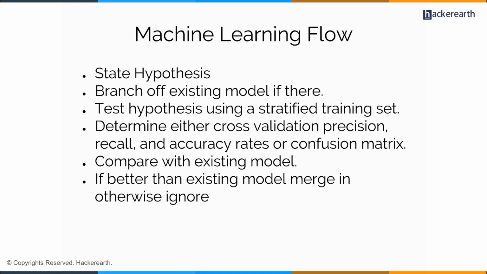In the beginning, we might say, okay, we have no assumptions, so we have a 50-50 shot of being correct. But we want to do better. So you state a hypothesis like maybe naive Bayesian classification will work better. Now from there, you branch off the existing model if it's there. In this case, it wouldn't be there. And you want to test your hypothesis. So with naive Bayesian classification, we get some training data. We pull it down into our local environment, and we do some stratified testing.